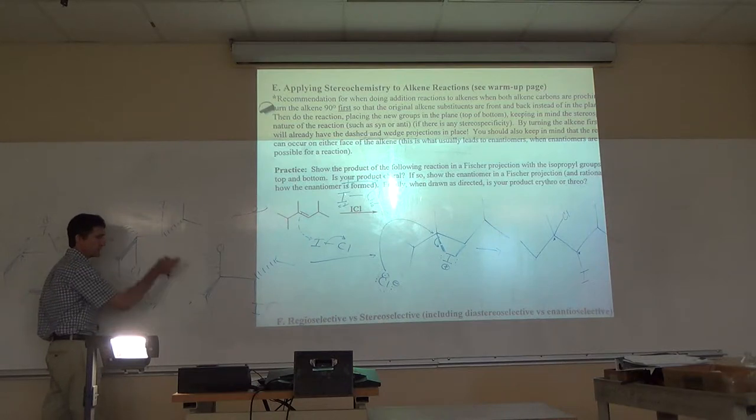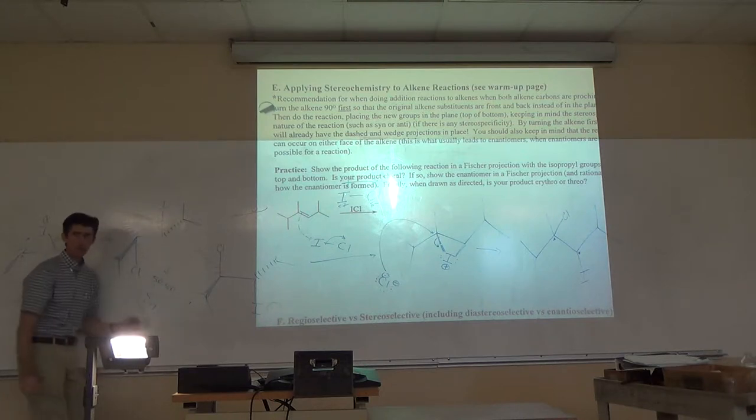And what's the ratio of these that are going to be formed? 50-50. What do we call a 50-50 mix? We've only said it one time. Racemic mixture. Don't tell anybody I told you this: any reaction we do right now with alkenes, if it gives a chiral product, it will always be a racemic mixture of the two enantiomers.